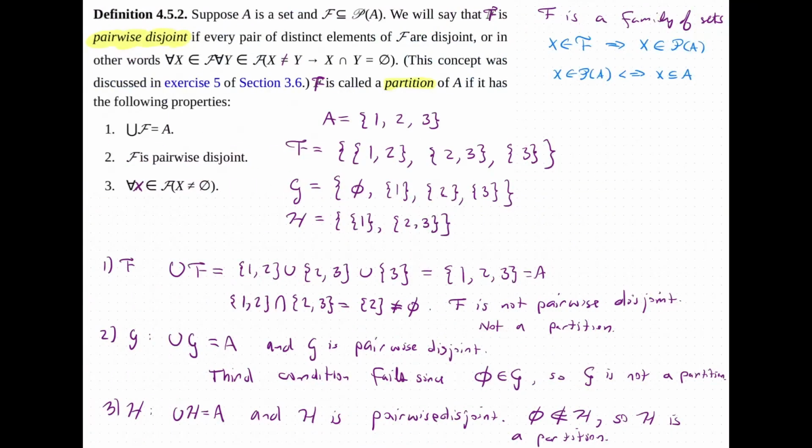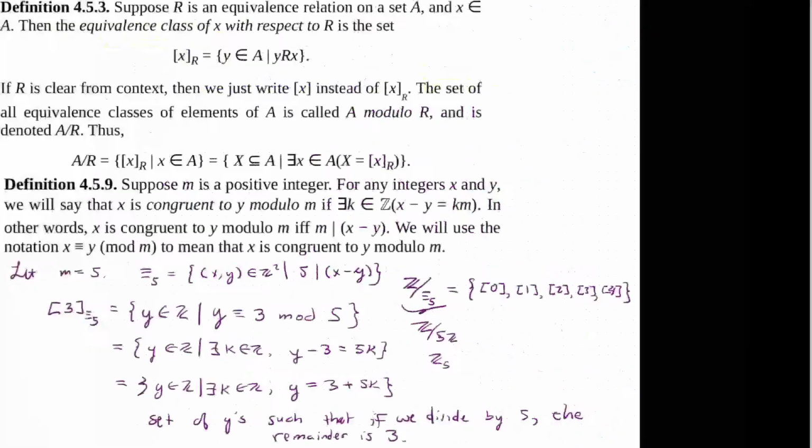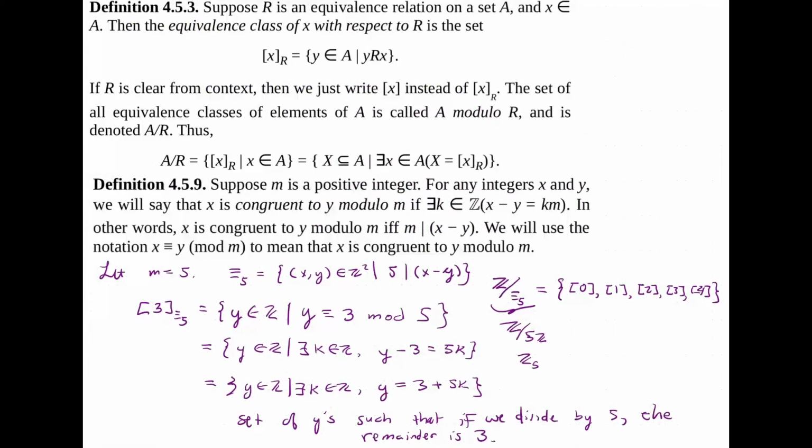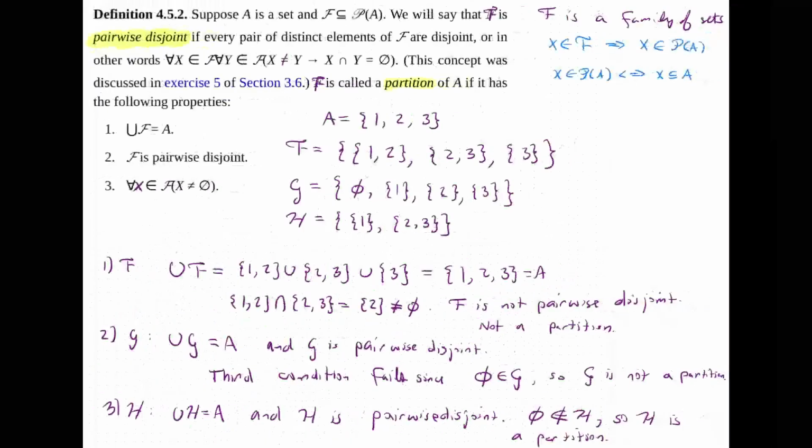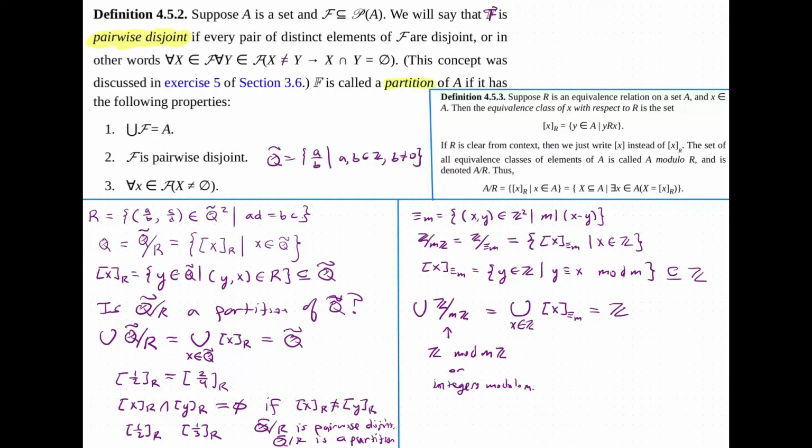When working with the integers modulo 5, I made the comment that we can view this as the set of these 5 equivalence classes: the equivalence class of 0, the equivalence class of 1, all the way to the equivalence class of 4. And each of these are pairwise disjoint. The empty set is not in here, so we do get back that the integers modulo m is a partition of the integers.